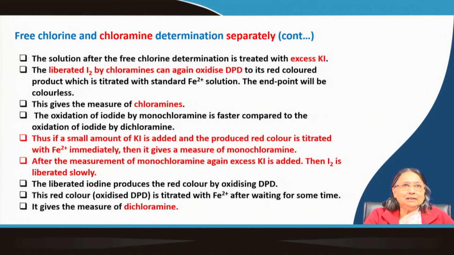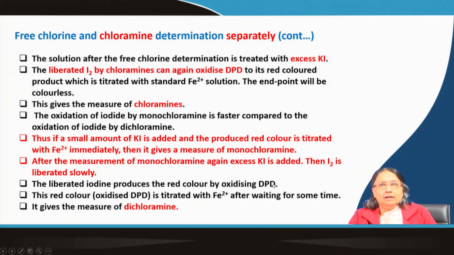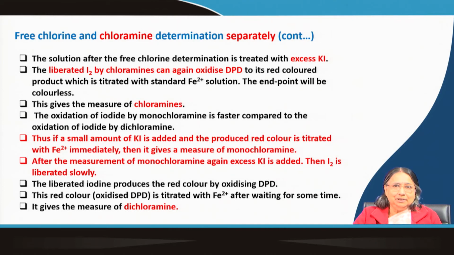Okay. Now, after the measurement of monochloramine, again add excess KI, then iodine is liberated slowly. The liberated iodine produces the red color by oxidizing DPD. Same method, but here slowly produced, it is by dichloramine. Quickly produced is monochloramine, you have already determined monochloramine, then again KI added, you are allowing some time, then dichloramine will produce the oxidized DPD. Then you are doing the same reaction with the iron 2 plus, okay, and then you are determining the dichloramine. So, it is basically kinetics, depending on the kinetics you are measuring monochloramine and dichloramine separately.